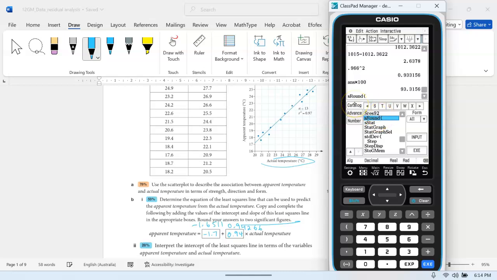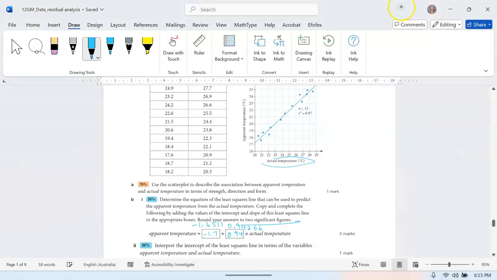And then you can put it in. So for the first one, we've got negative 1.6511, and we want it to two significant figures, so comma 2, and there we go, negative 1.7. Just for those of you who might be a little bit anxious about significant figures.